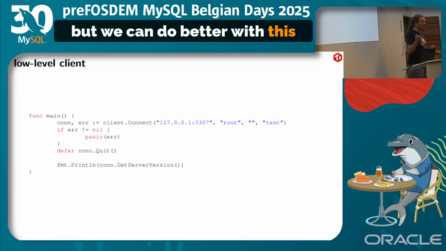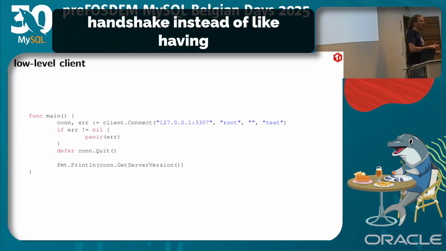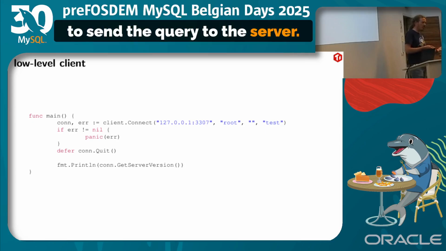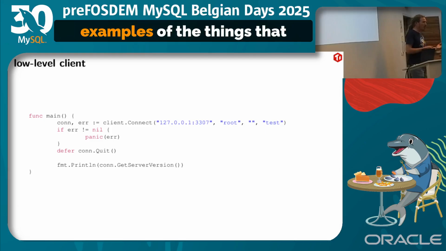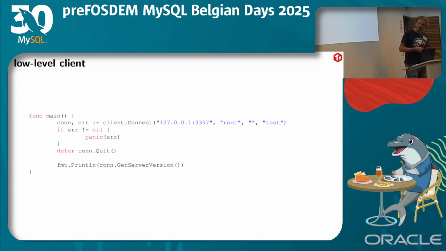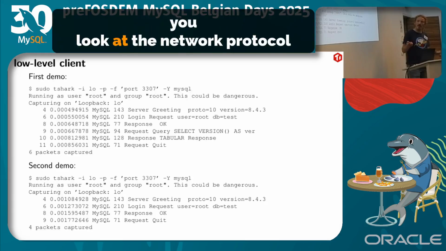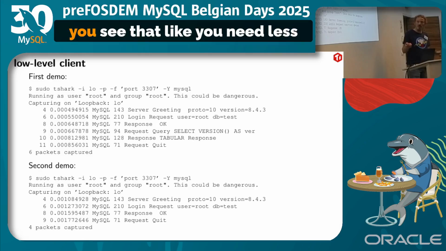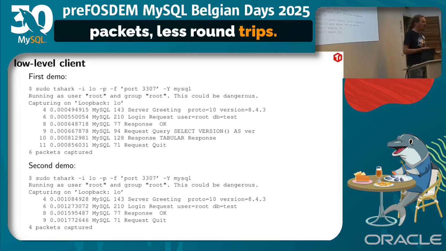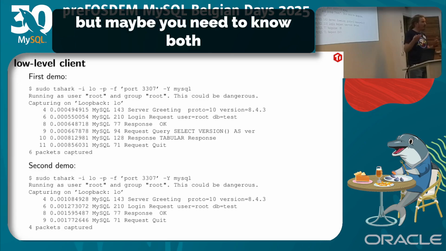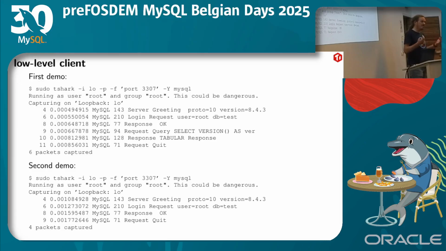But we can do better with this library, because this library allows you to directly get the server version from the server handshake instead of having to send the query to the server. And this is just one of the many examples of the things that this allows you to do, which database SQL may not allow you to do. So the result is the same, but if you look at the network protocol, you see that you need fewer packets, fewer round trips. So if you're running through a proxy, you might get different answers. Yeah, sure. But maybe you need to know both versions, and then this works.